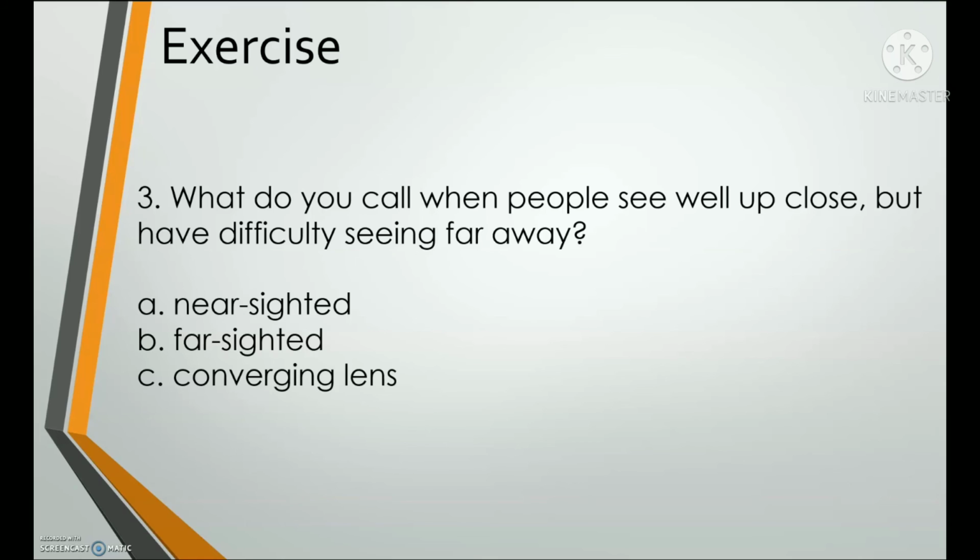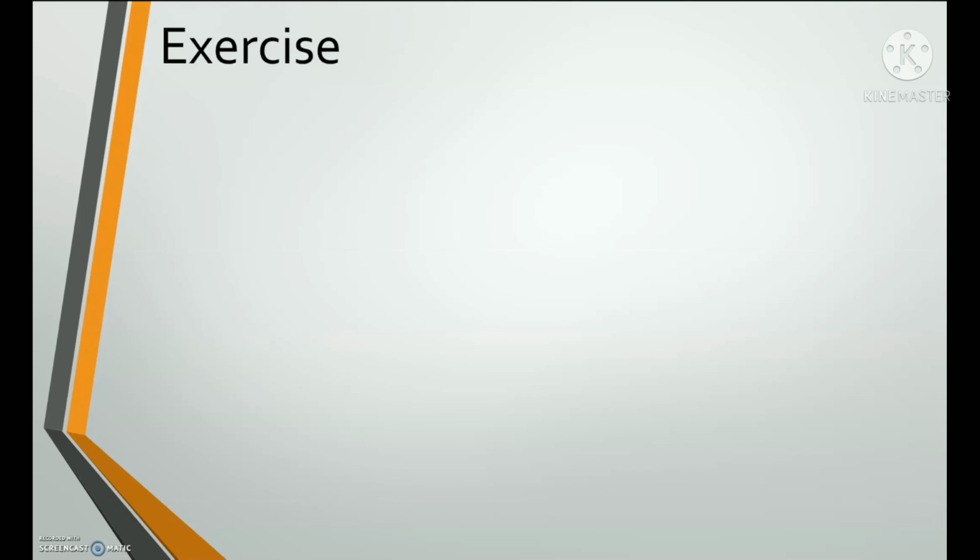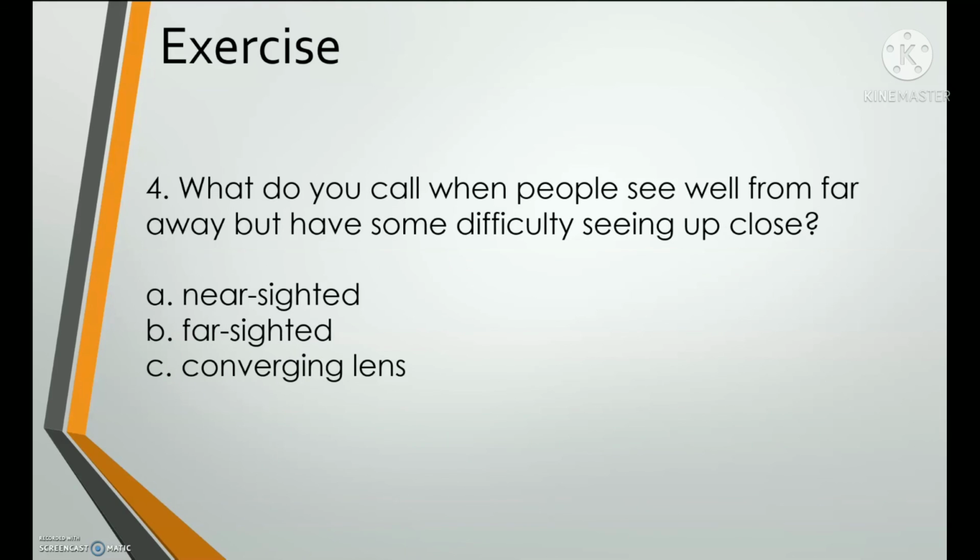A. Nearsighted, B. Farsighted, or C. Converging lens? Number 4. What do you call when people see well from far away but have some difficulty seeing up close?